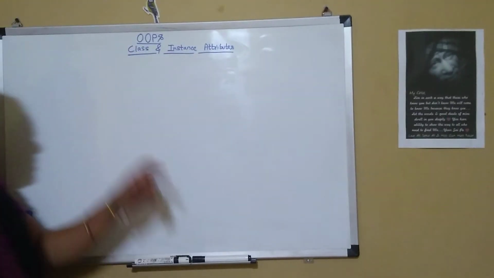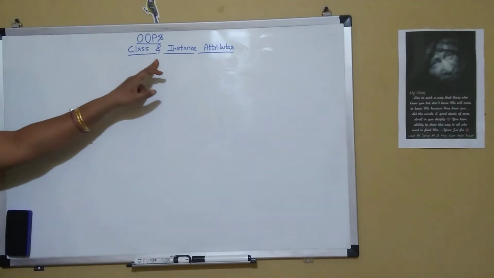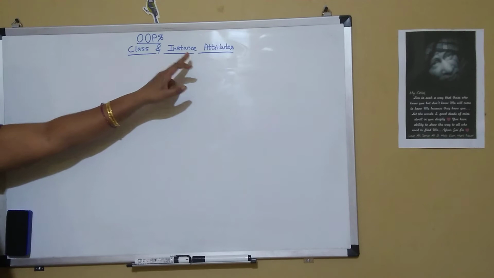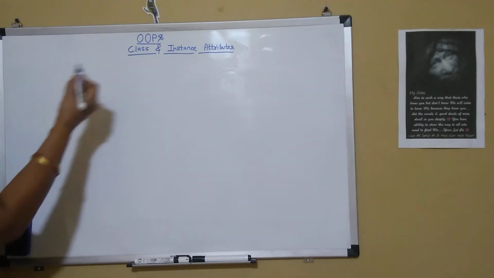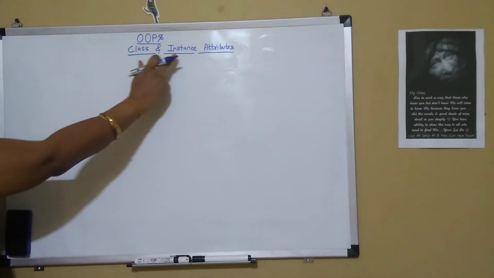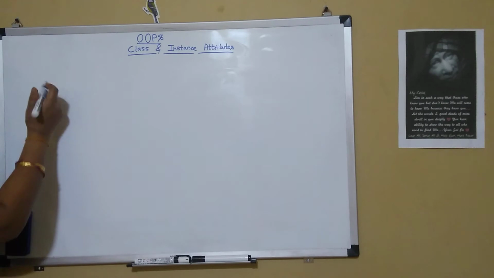In the earlier session, we had started with the OOPS concept, and in today's session, in the OOPS concept, let's see the difference between class and instance attributes. So for this, first let me write the code regarding how to differentiate between the class and the instance attributes.